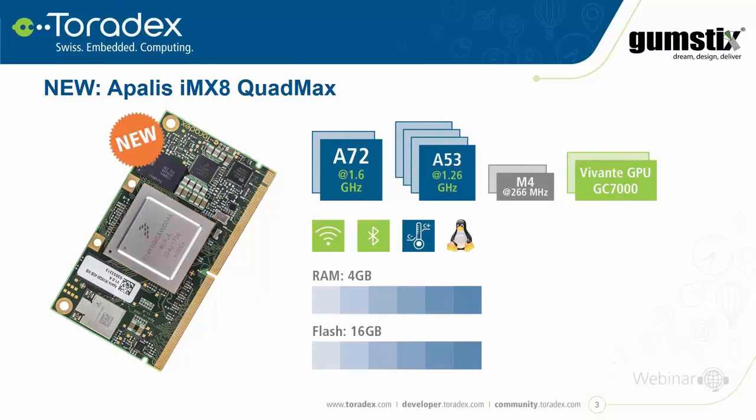Now just a few seconds about the latest products. The first is our Apalis iMX7 Quad-Max, which will be available later this year. But we already have an early access program, so if you think that's something for you, you can go on our website on the iMX7 Quad-Max site and sign up for updates, and we will get in touch with you and let you know how you can get into that early access program.